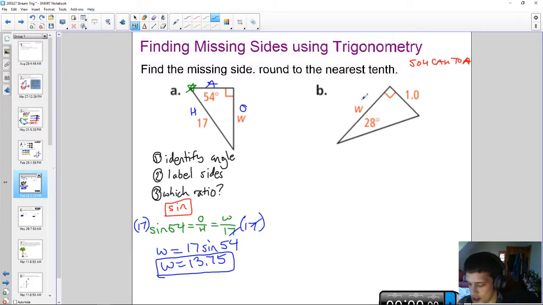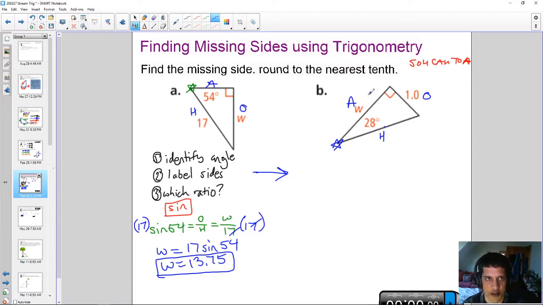All right, cool. So we're going to follow the same process we used before, okay? We're going to identify our angle. Our angle, this 28-degree angle, is right here. So now we can label our sides. Opposite is across from it. Adjacent is next to it. Hypotenuse, always our longest side, always across from our right angle. And we can pick our ratio.